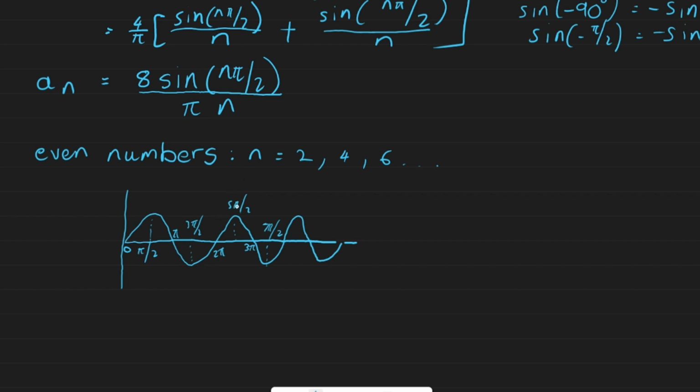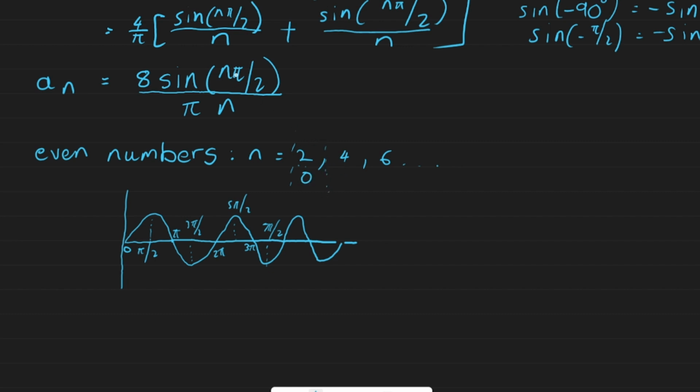So if we have even numbers of n, what is going to happen? So let's just say n is equal to 2, right? So we substitute 2 here. So we can have 2 pi over 2, the 2's will cancel off, and we'll essentially have sine of pi. And sine of pi is 0, okay? So this entire term becomes 0. So an will become 0 here.